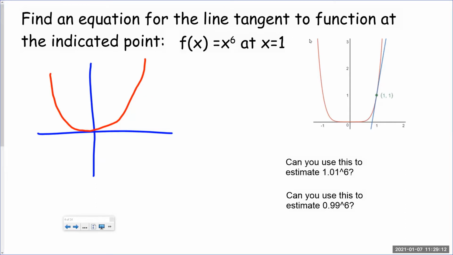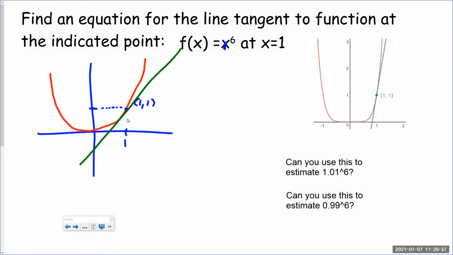And if I want the tangent line at x equals 1, what you have to understand is that if x is equal to 1, my y value here would be 1, right? You guys good with that? I would plug in 1 here. 1 raised to the 6th power is 1. Okay, and if I wanted the tangent line there, all I would do is draw a line right there.